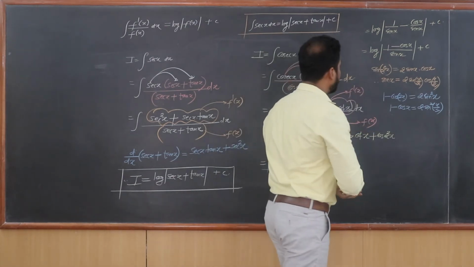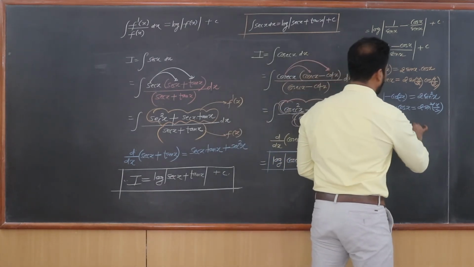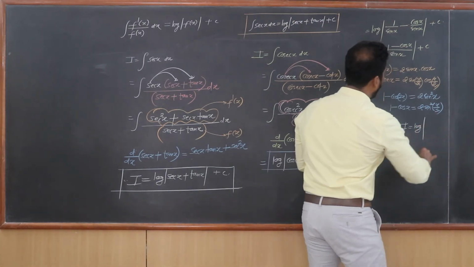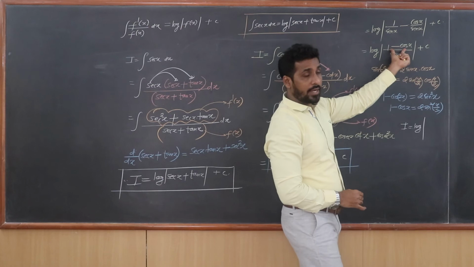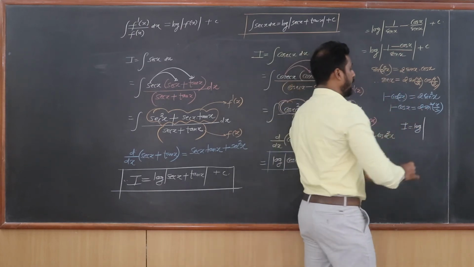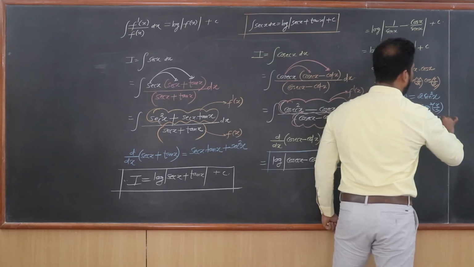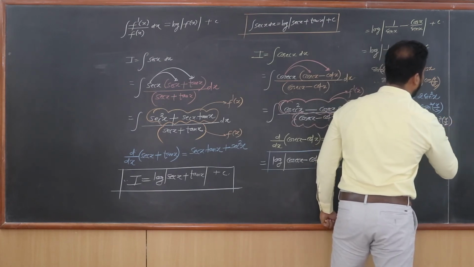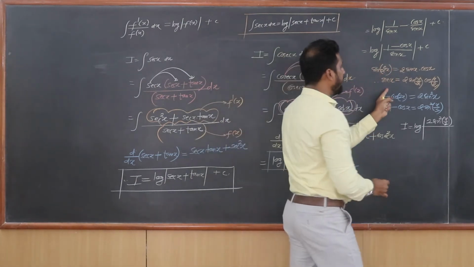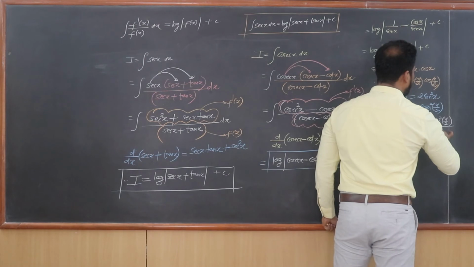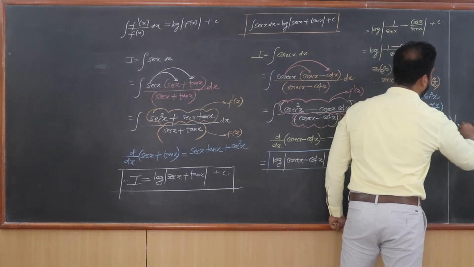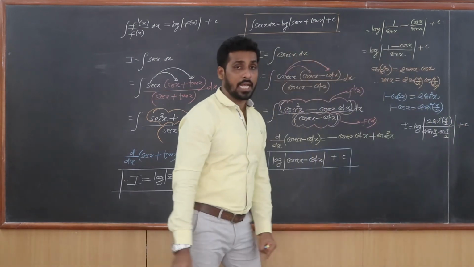So I'm going to get I becomes equal to log of, what was your numerator? It was 1 minus cos x, and answer for 1 minus cos x is 2 sine square x by 2. So let's write here 2 sine square x by 2. And what's your denominator? It is sine x. So what are you going to write for sine x? It is 2 sine x by 2 and cos x by 2. And do not forget to write the plus c as well.